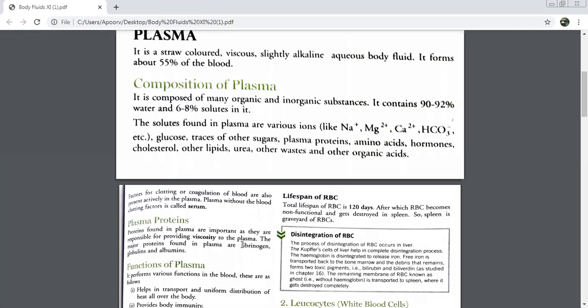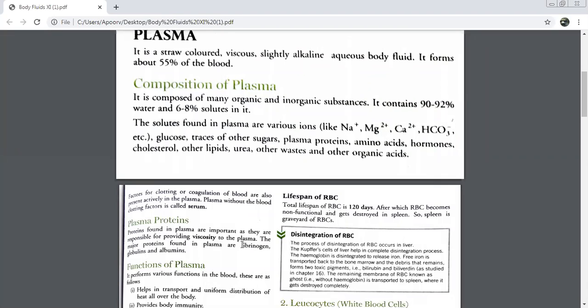What is viscosity, children? No idea? Should I tell? Thickness. And the thicker it is, the less it will flow. Do you agree? Yes, ma'am.